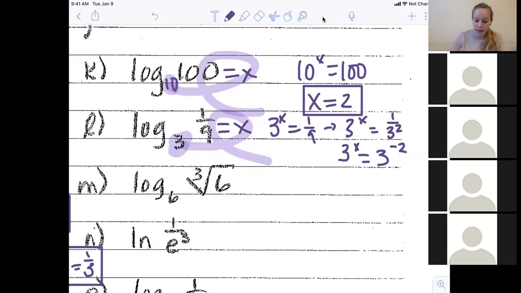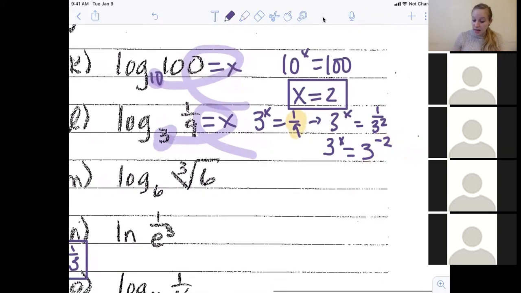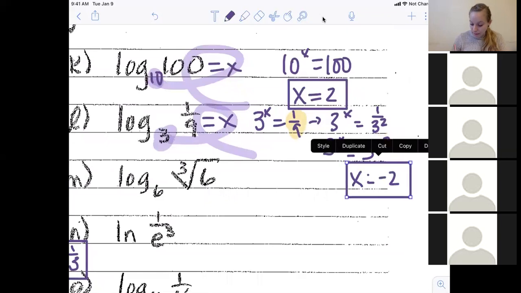But what I had to think through first was, okay, if it was equal to 1/9, that's the same term as 3 raised to what power? Well, to be on the bottom of the fraction, it would have been negative, and then to be 9, it would have been squared. And the reason this is helpful is now I just have 3 to the x equals 3 to the negative second. The only way for that to work is if x equals -2. X equals -2.